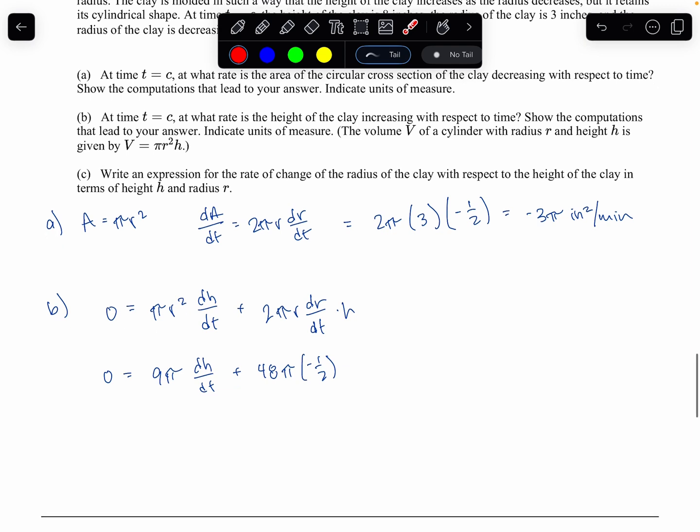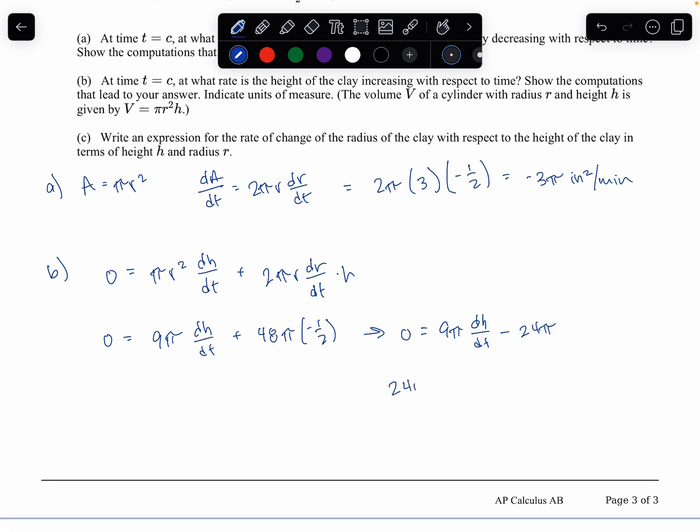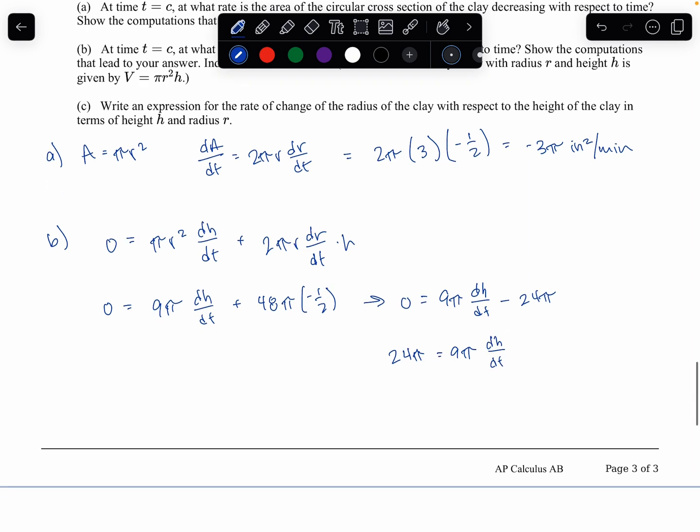I think so. So in any case, that's going to be 0 is equal to 9 pi dh/dt minus 24 pi. And then I'm going to add 24, so I get 24 pi is equal to 9 pi dh/dt, divide by 9 pi, and so dh/dt is equal to 24 pi over 9 pi, which, both of those are divisible by 3, is equal to 8 over 3, and that's going to be inches per minute. Okay.